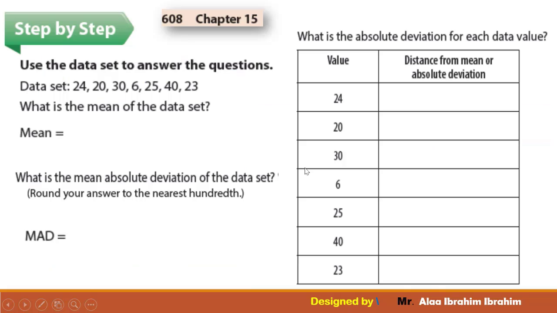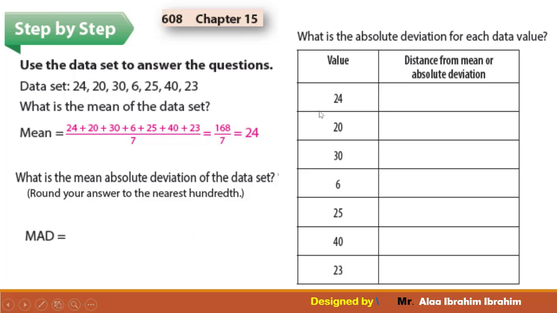Now we have another example, page 608. Step by step, we start: how many values do we have here? 1, 2, 3, 4, 5, 6, 7 values, and we have to find the mean. So I add all of them. This is the first step: I find the mean. So I add 24 plus 20, all of them. Then I divide by 7 because I have 7 values: 1, 2, 3, 4, 5, 6, 7. Then I have my mean now.